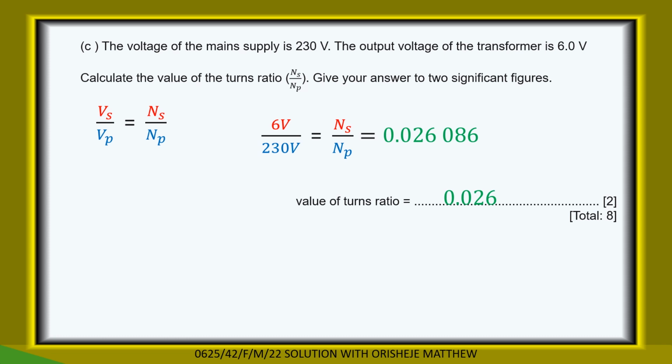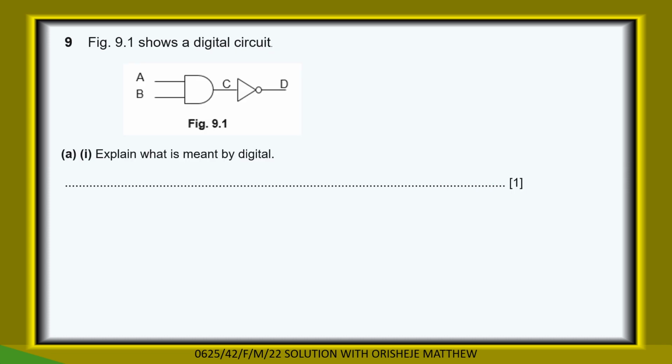With that, we've come to the end of this question on magnetism. The next question is on logic gates. Figure 9.1 shows a digital circuit. Explain what is meant by digital. A signal that has one of two possible states, so either high or low. Okay, high means switch on, low means switch off. So that is the only two options you have in a digital gate.